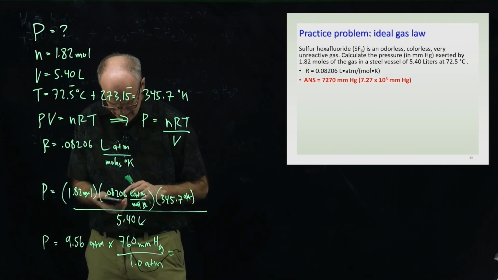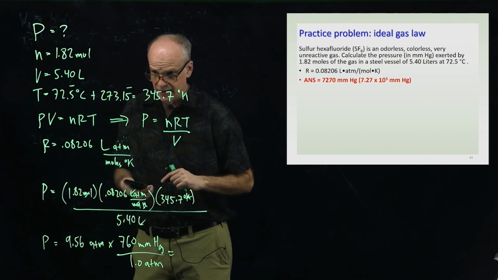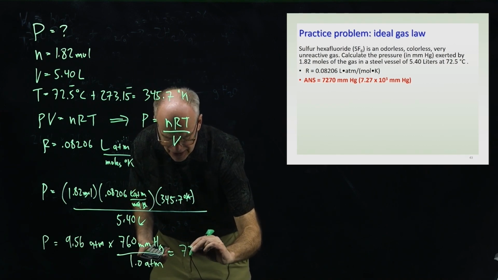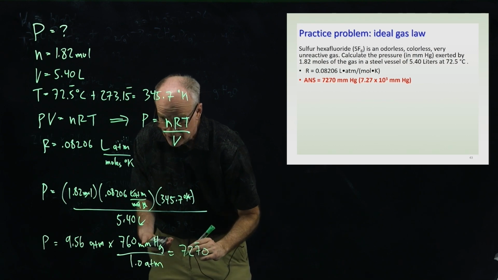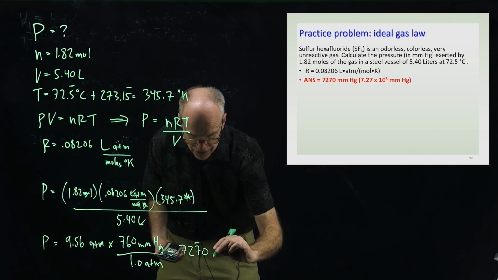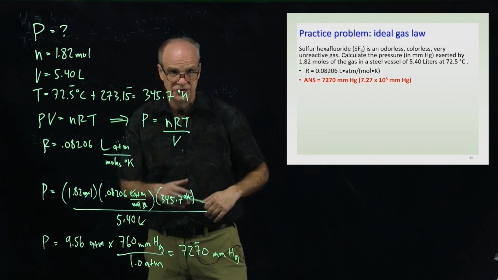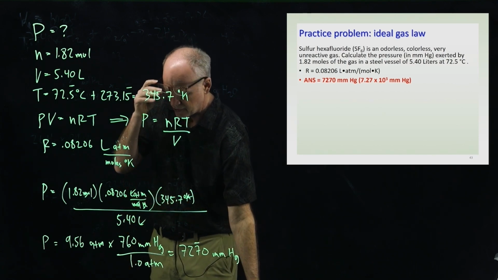And so what do I get? I get, times 760, rounded to the correct number of significant figures, 7270, which should be 3 significant figures, millimeters of mercury. And if you wanted to, you can convert this into scientific notation. So that should be the answer there. Okay, so let's move on.